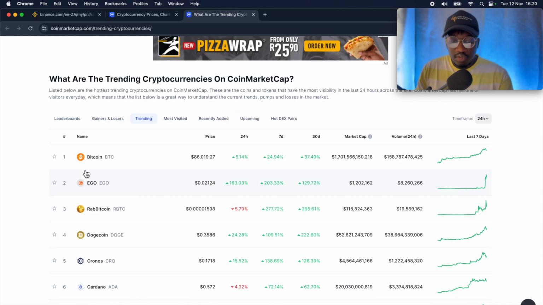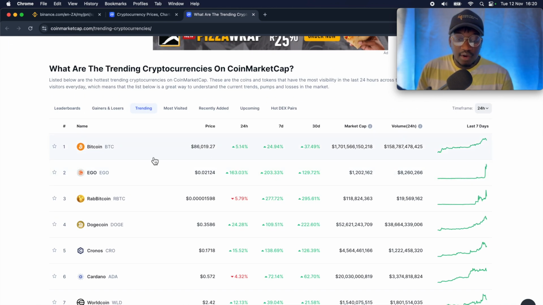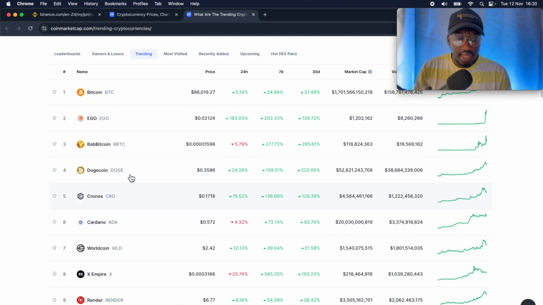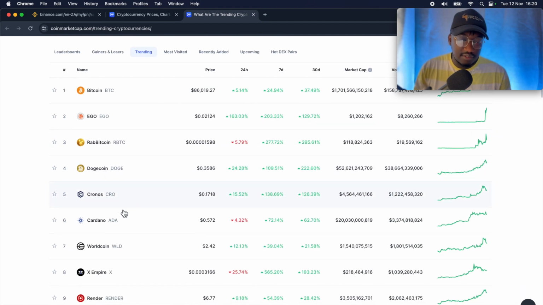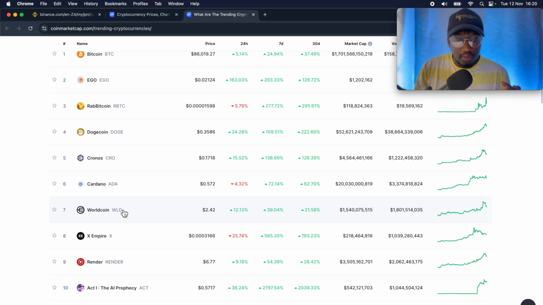So you can see that the number one trading coin right now is Bitcoin, because Bitcoin is the OG in the market and is not too risky, you know what I mean? Followed by Ego and Dogecoin and stuff like that. These are all great coins that you have to be buying, and these coins are trending at the moment. And you can see that some of these coins have dipped at least 25%. This can be a good time to buy into these coins because they have dropped in value.